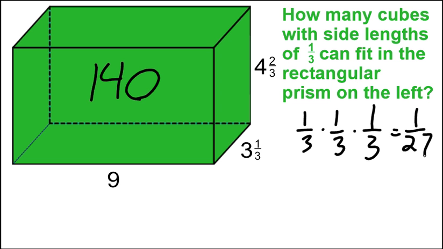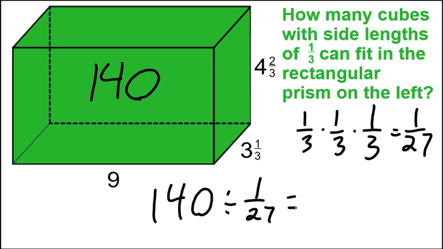Now, what we're trying to find out is how many times the tiny cubes go into the bigger rectangular prism. When you're trying to figure out how many times something goes into something, that's division. So we do that, what do we get? 3,780. That's a lot of tiny cubes inside of a big box, right?